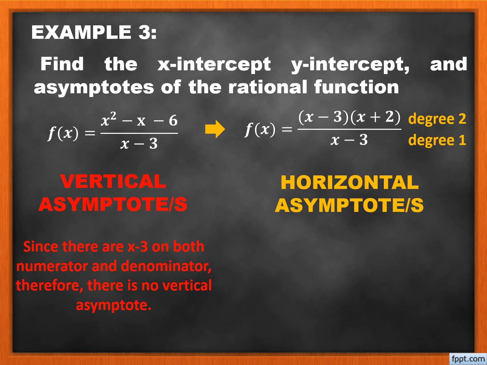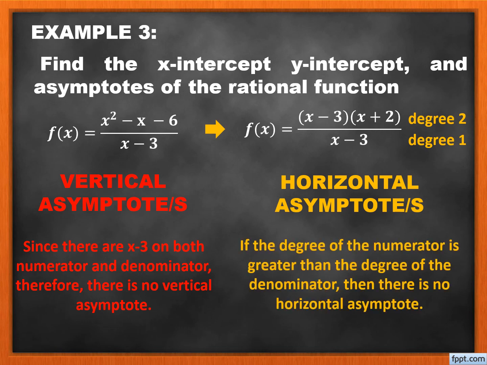So, paano yung pagkuha ng horizontal asymptote kapag mas mataas yung degree ng numerator compared sa denominator? So, if the degree of the numerator is greater than the degree of the denominator, then there is no horizontal asymptote. Again, pag mas mataas yung degree ng numerator compared sa denominator, automatically, walang horizontal asymptote. So that is how to find the x-intercept, y-intercept, and asymptotes of rational function.